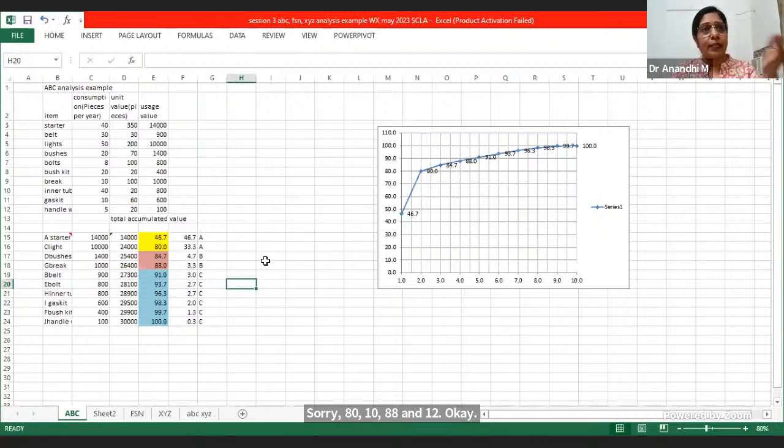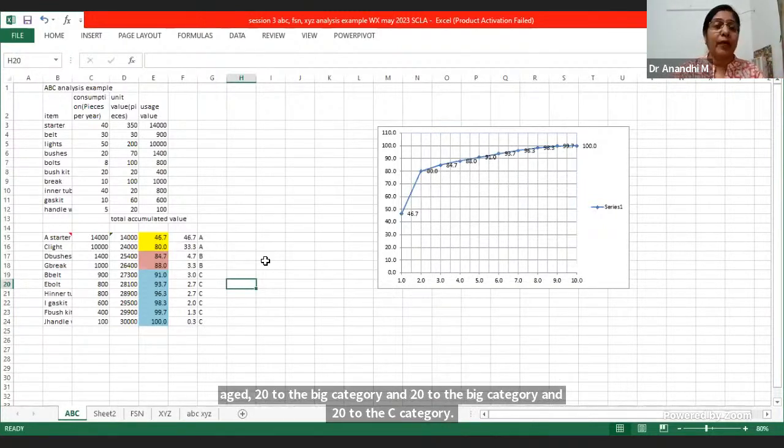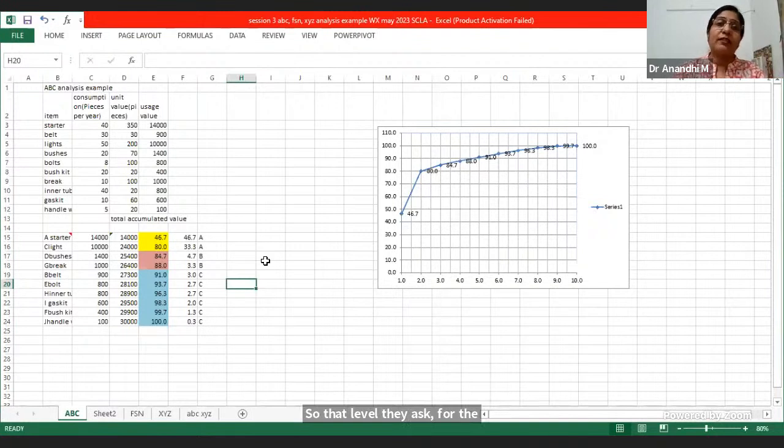It can be 80, 20, or 70, 20, 10. It can be 60, 30, 10, or it can be 60, 20, 20: 60 to the A category, 20 to the B category, and 20 to the C category. So that level, as per the industry standards, you can decide. But in general, the standard practice is 80, 20, wherein 80% of the value of the products will come under the A category. So that's what we have also done here.